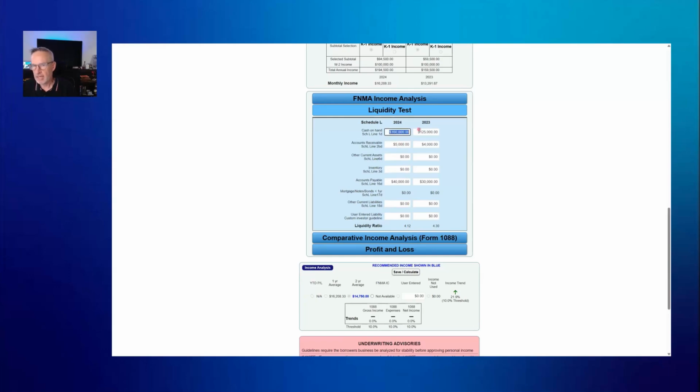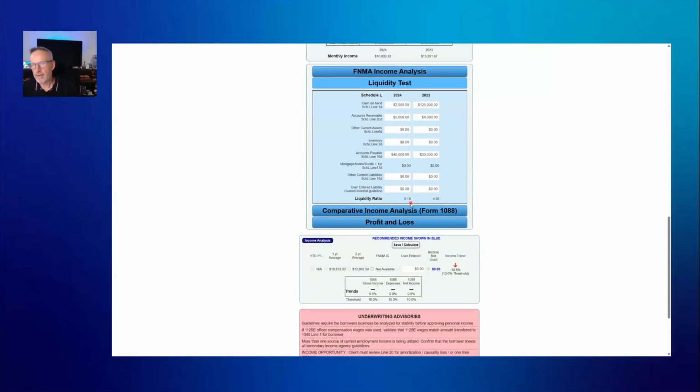Now, if I only had $2,000 up here in cash, well, guess what? I'm not liquid. I only have 18 cents, or 0.18. I don't know if it would be dollars and cents, but it's 0.18. So I'm not liquid. I have way more debt than I have cash. I am in debt to my eyeballs, right? I've got a high DTI. I can't make it work.